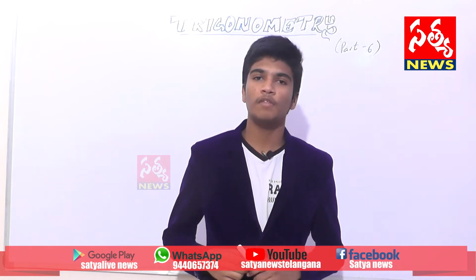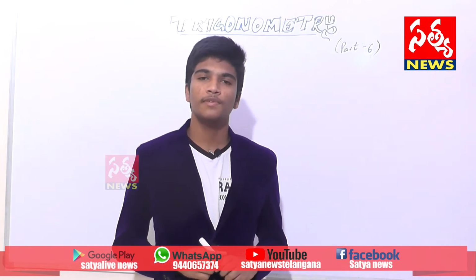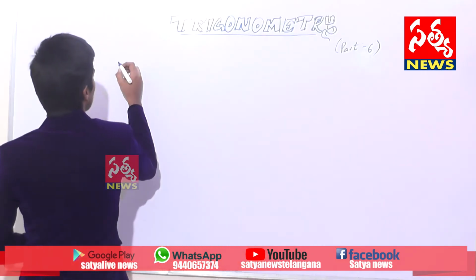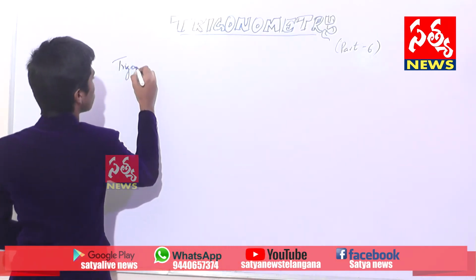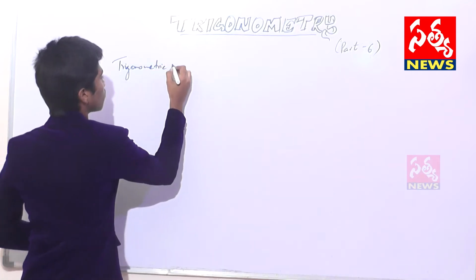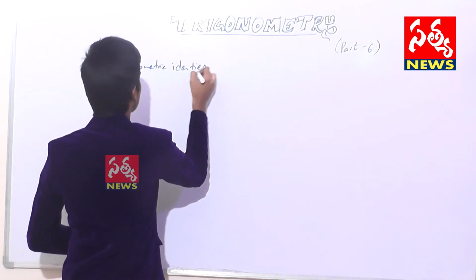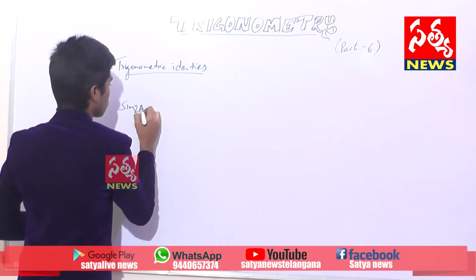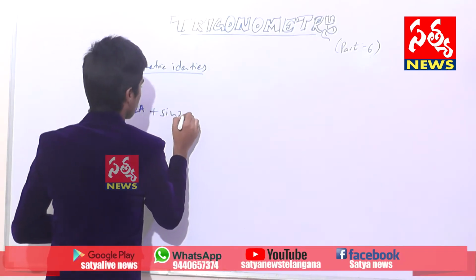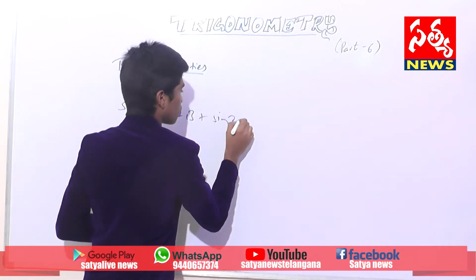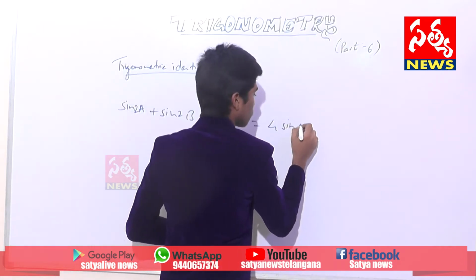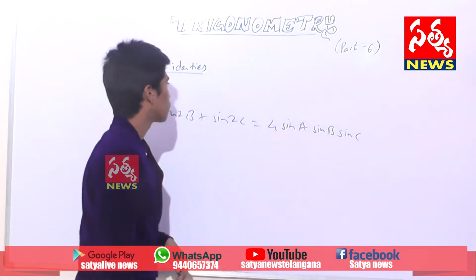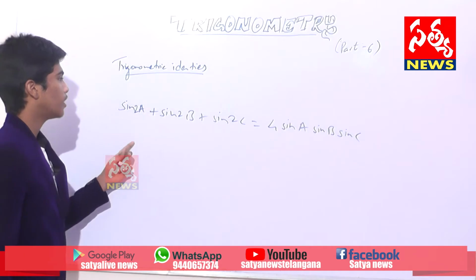Now we are here with the fifth part of trigonometry. In this video, first of all we will discuss trigonometric identities. Okay, right? This is the identity of trigonometry.